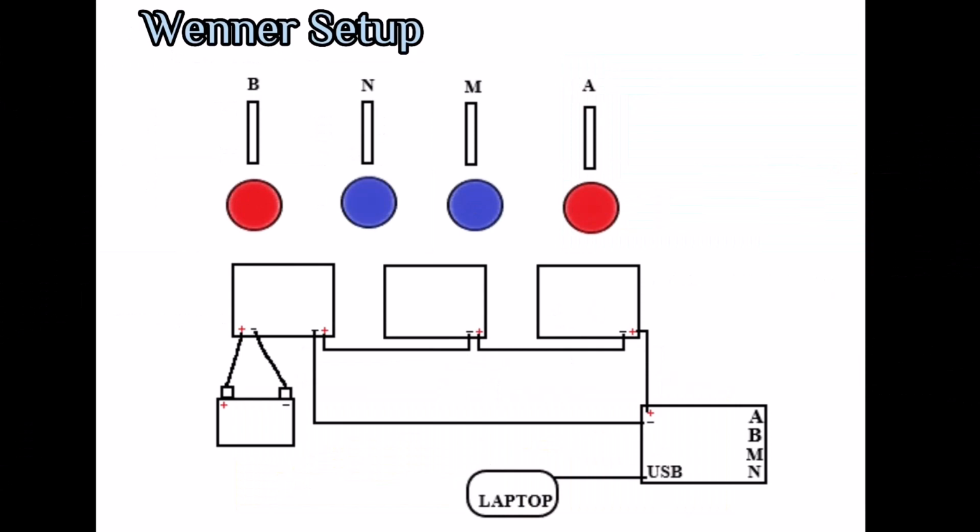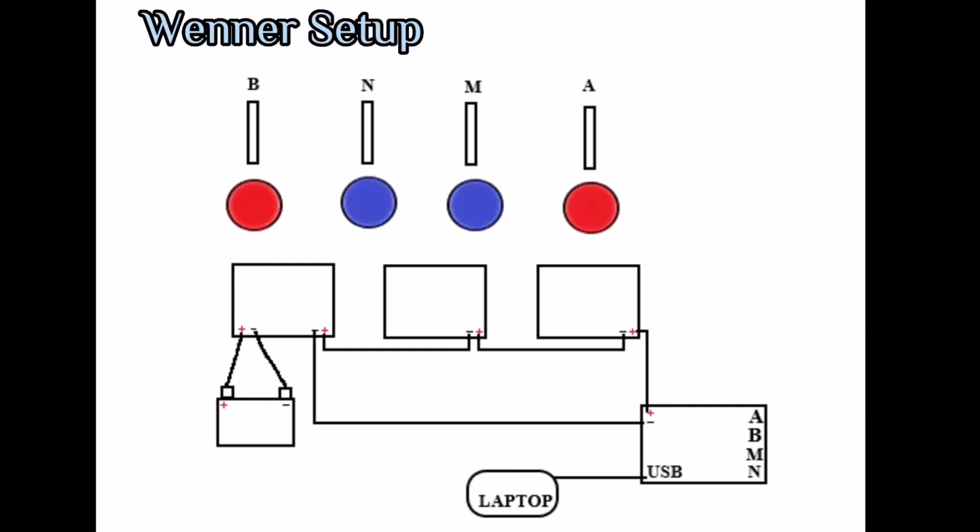Hello everyone, in this session we are going to talk about the Wenner array and how to do the setup in the field. As we can see from the figure above, the three energizers are connected in series with one energizer connected to the battery. The three energizers are eventually connected to the main system, and the main system is connected via connecting wires to the electrodes.